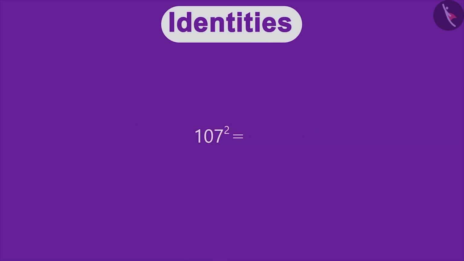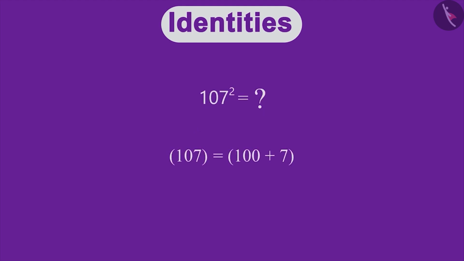What is the value of 107 square? In the previous session, we have learned how to find the square of such numbers. First, we'll write 107 as 100 plus 7. Then we will find the square of it. Many of us make mistakes while expanding it.